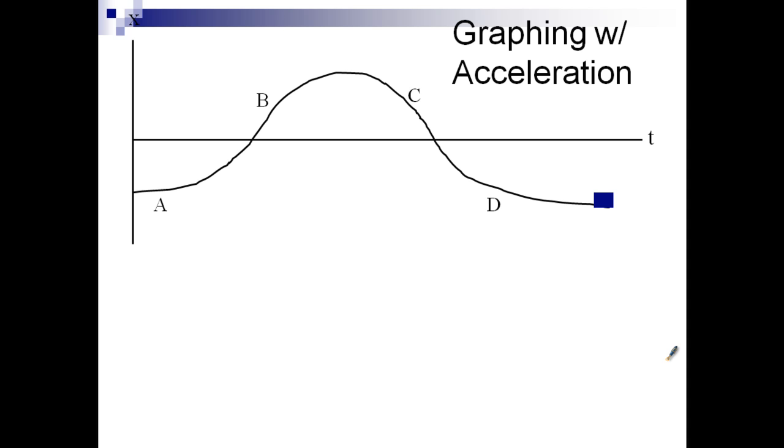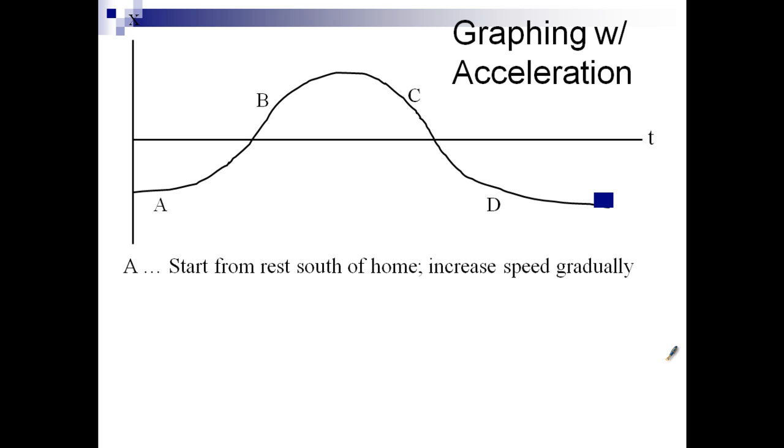All right, now we're going to do one graphing with acceleration. So you start from rest, south of home. So your velocity right here is 0. You can tell because if we draw a line tangent, it'll be nice and flat. You're slowly going to increase your speed. So you can slowly see your speed increasing. The line gets steeper and steeper and steeper and steeper.